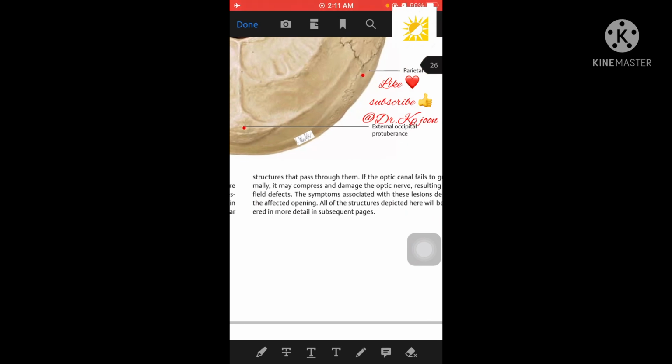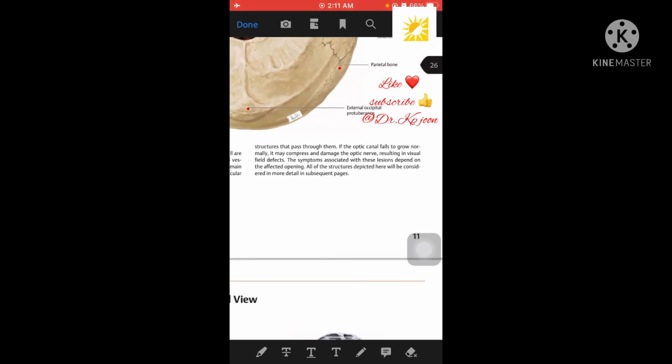structures that pass through them. If the optic canal fails to grow normally, it may compress and damage the optic nerve, resulting in visual field defects. The symptoms associated with these lesions depend on the affected opening. All of the structures depicted here will be considered in more detail in subsequent pages.